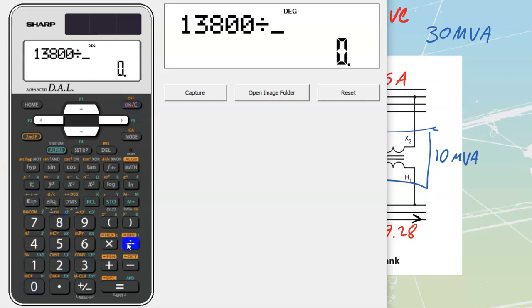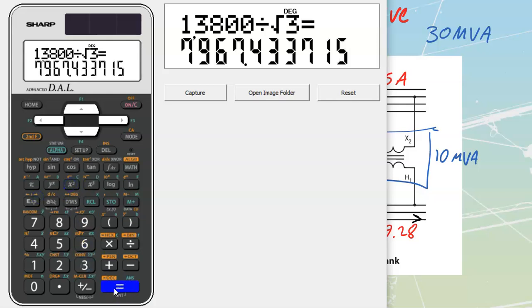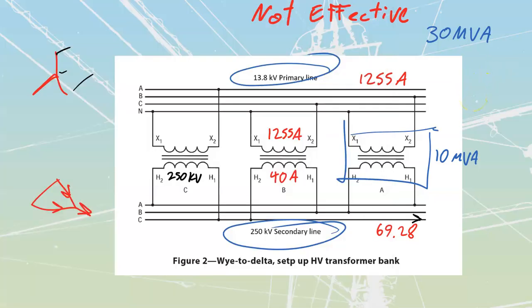13,800 volts, divided by root 3. Gets me to a value of 7.96 or 7.97 kV that we are going to have.